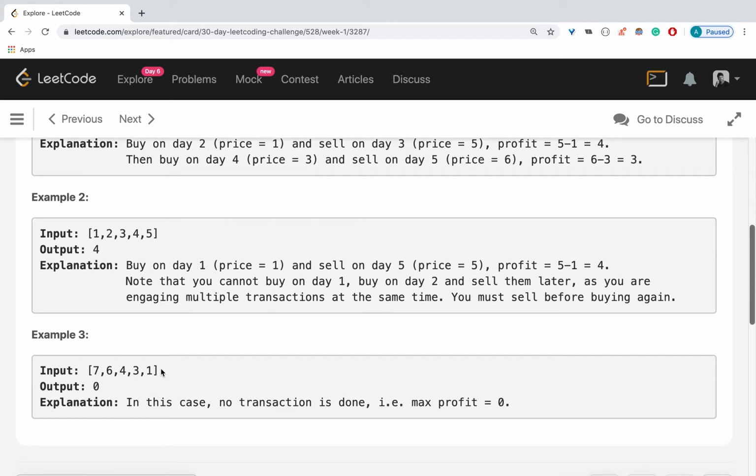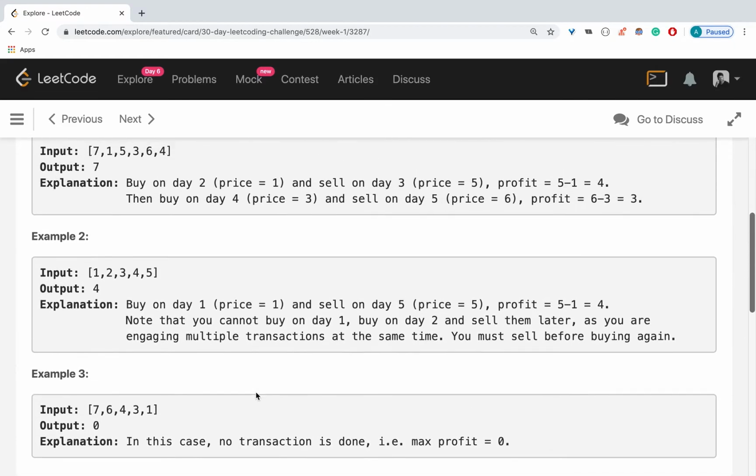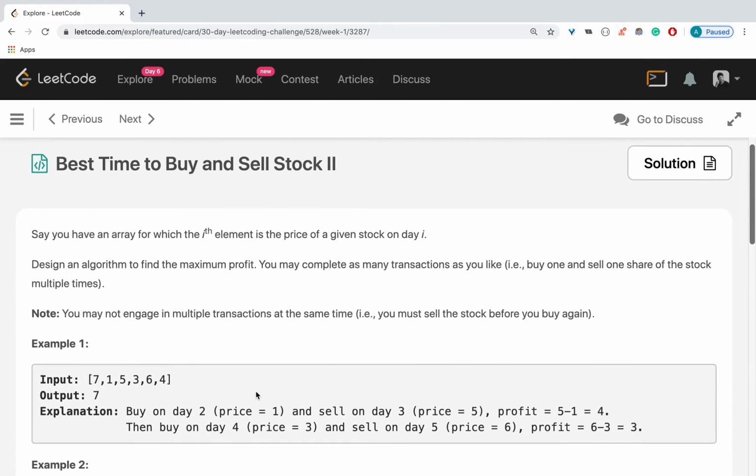Similarly, in this example where the entire array is sorted in reverse order, your output should be 0. In this case, no transaction is done. Maximum profit is 0. Okay, so now let's see how we can solve this problem.